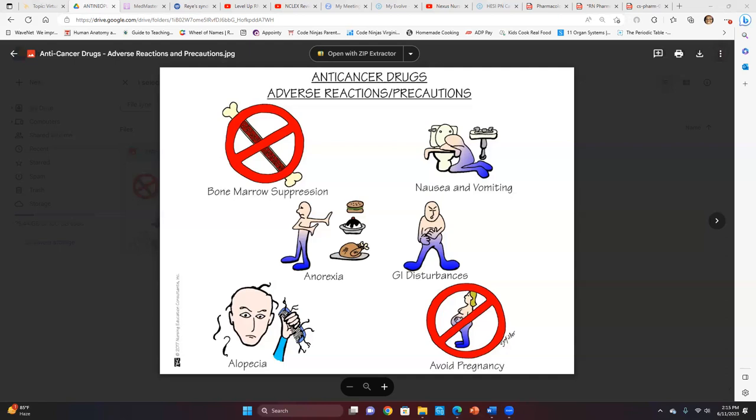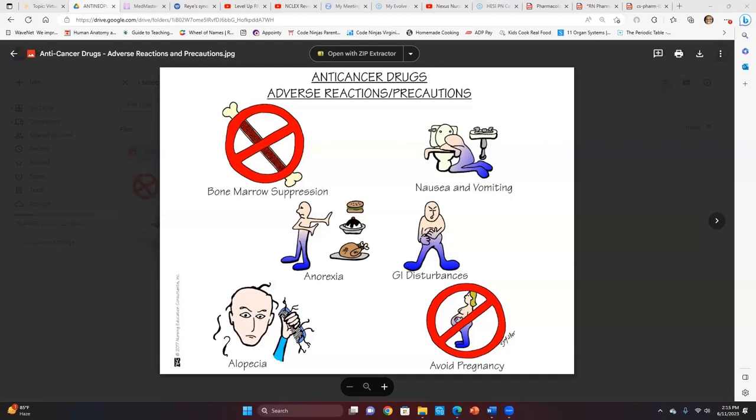The next antineoplastic is going to be cyclophosphamide. The patient must rinse their mouth to prevent stomatitis. This medication may cause sterility, so that's something that we have to educate the patients on.